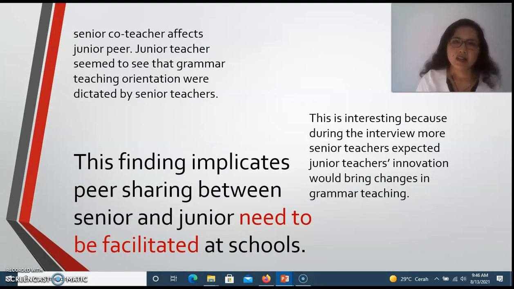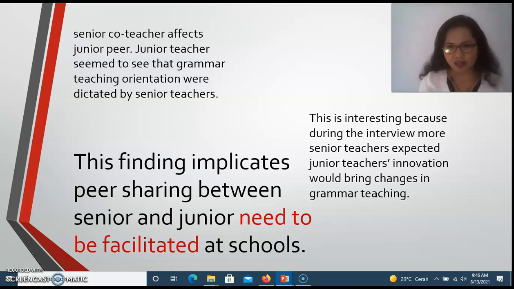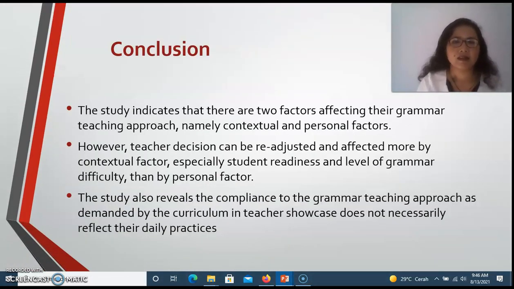Another interesting finding is that we can see from the interviews that senior teachers' preference for grammar teaching affects junior teachers. It seems that junior teachers believe that senior teachers dictate the teaching orientation of grammar, which is quite interesting because during the interview, senior teachers expected junior teachers' innovation to bring change in grammar teaching. So this finding implies that peer sharing between senior and junior teachers needs to be facilitated at school. The study has this conclusion.